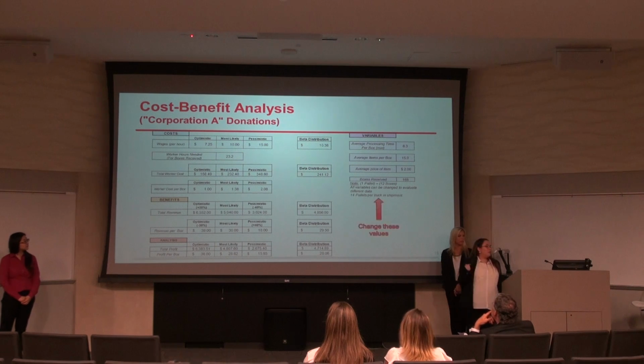So these are the variables that I talked about, and these are the values that you can change in our Excel spreadsheet. And then these would update the entire table. So as we can see, even in the pessimistic scenario, we would still be earning around $2,700. So we're saying that these donations are actually profitable.